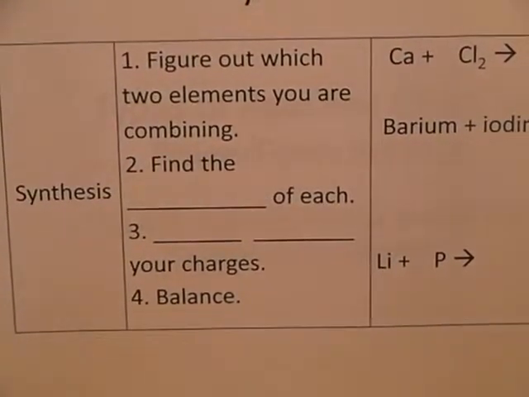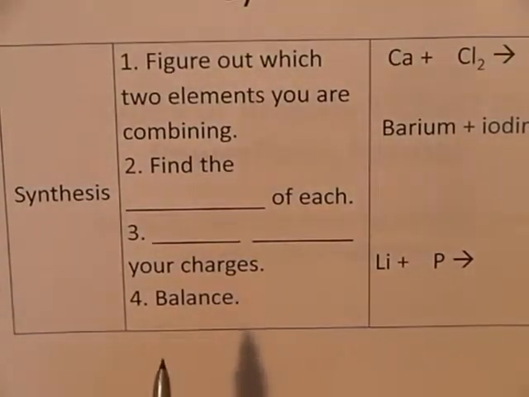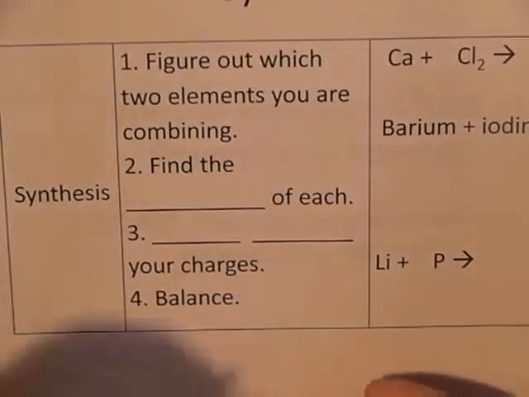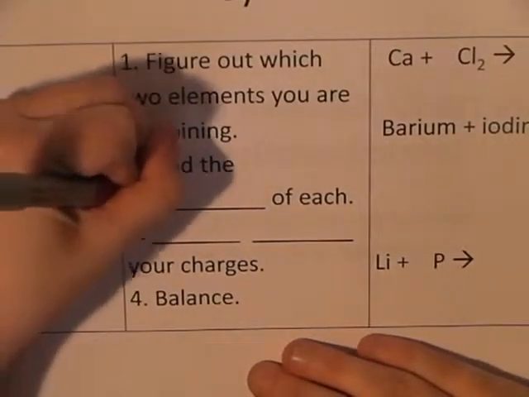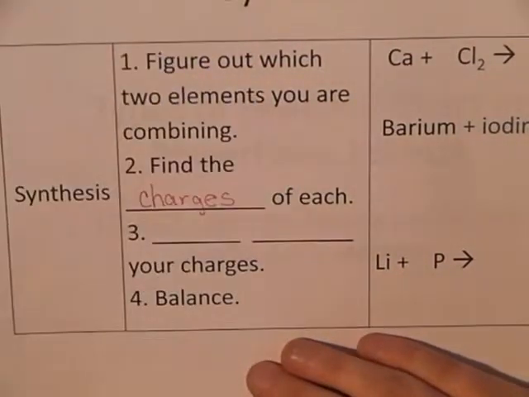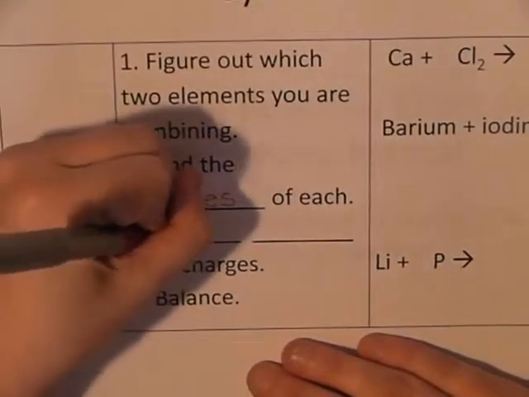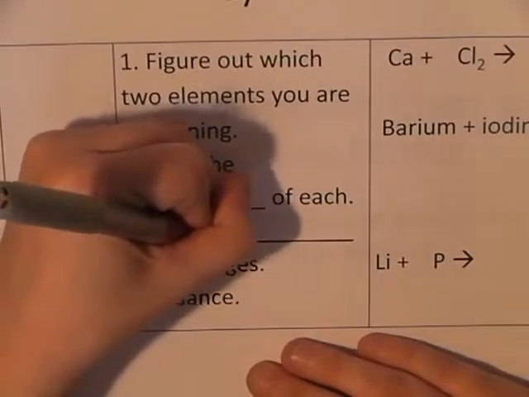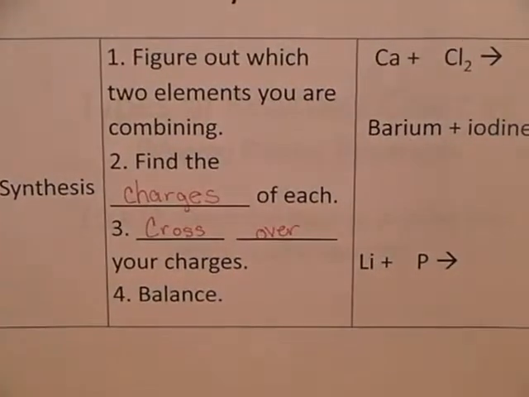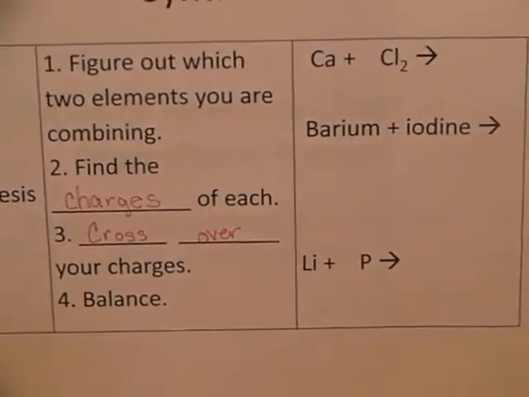Next one, you want to find the charges of each. What do we know about ionic compounds? What do you have to do? What do you have to look up in ionic compounds in order to make them? Hopefully you are thinking charges. You have to find the charges of each, right? And then what do we do with those charges? Hopefully you are saying cross over your charges. And then the last thing you have to do is balance your equation. Okay, this one's very simple, not a lot of steps.